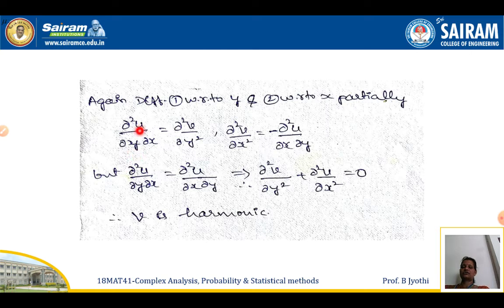Then what do we get is ∂²u/∂y∂x is equal to ∂²v/∂y², and the second equation is ∂²v/∂x² is equal to minus ∂²u/∂x∂y. Once again, we have ∂²u/∂y∂x is same as ∂²u/∂x∂y. Therefore, equating we get ∂²v/∂y² plus ∂²v/∂x² equals 0, which proves that v is harmonic.